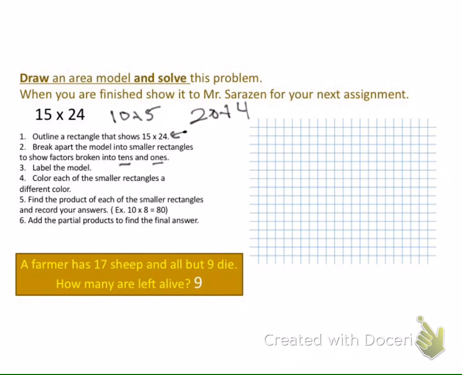Label the model. Color each of the smaller rectangles a different color. That's a rectangle, not a triangle. Find the product of each of the smaller rectangles and record your answer. And just a sample, 10 times 8 equals 80. Add the partial products to find the final answer. When you finish, bring me your paper for your next assignment.